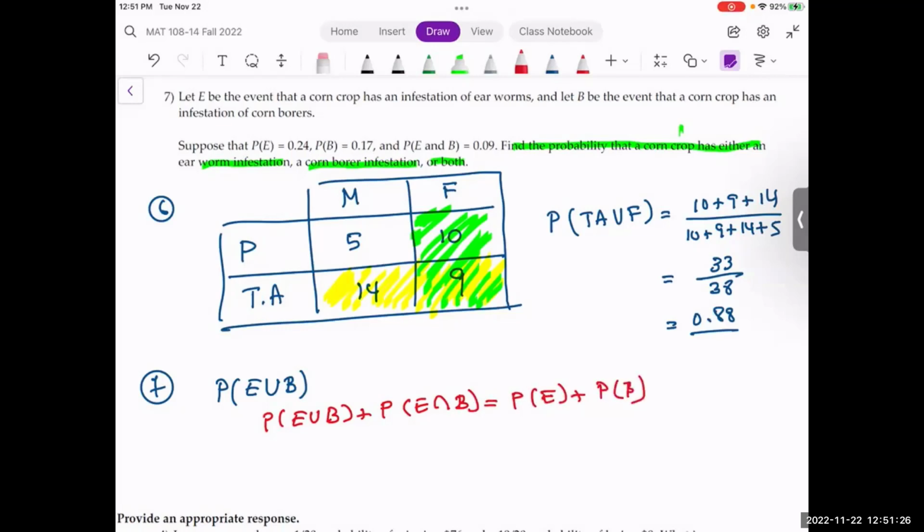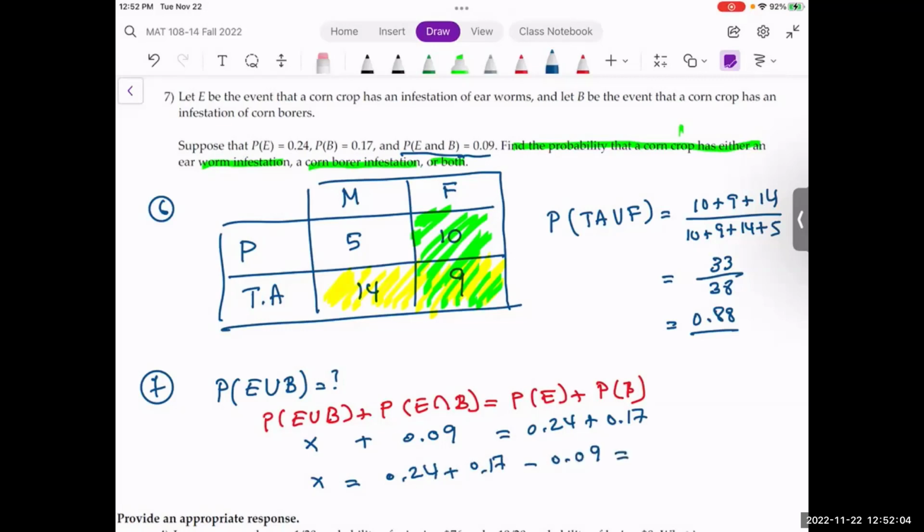And I have all the ingredients of the formula there except one. So this is going to be the X. The intersection, I have it here, is 0.09. The E is 0.24, and the B is going to be 0.17, right? So if I am solving for X, what's it going to be? 0.24 plus 0.17 minus 0.09.